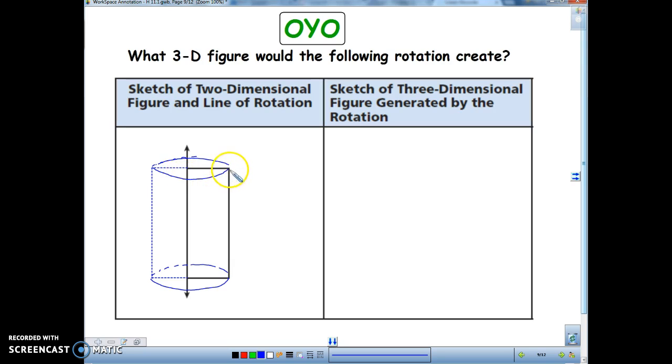But remember, its pathway to get to the other side is circular in motion. So you want to connect these with a curve all the way to the other side and then all the way behind the pole. So we're working in three-dimensional space. If you were to rotate this around the pole, it would form a cylinder.